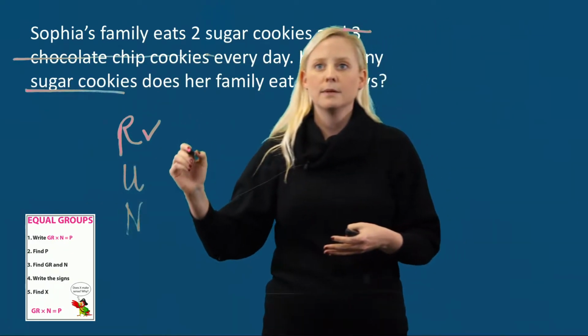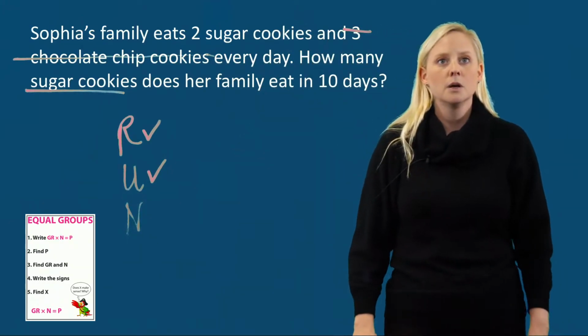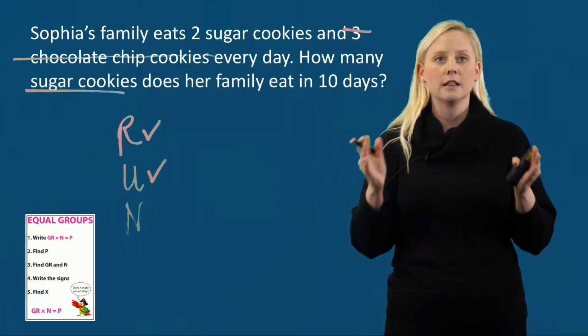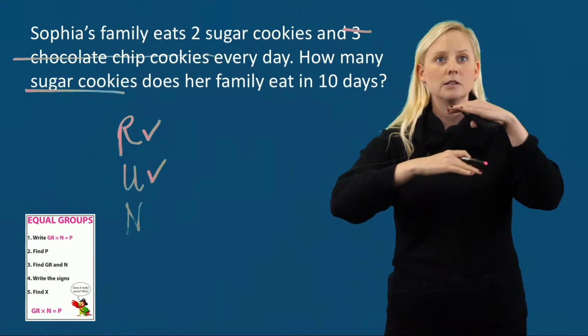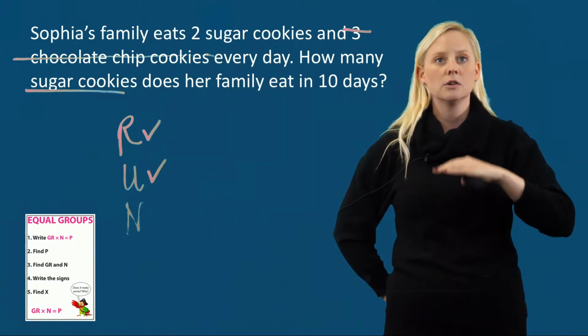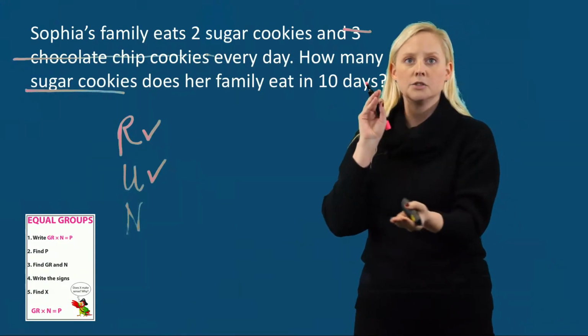Now that I've read the problem, underlined the label and crossed out irrelevant information, I'm going to name the problem type. When I name the problem type, I need to ask myself, am I putting parts together for a total? Am I comparing 2 amounts for a difference? Do I have a start amount that increases or decreases to a new amount, or do I have groups with an equal number in each group?